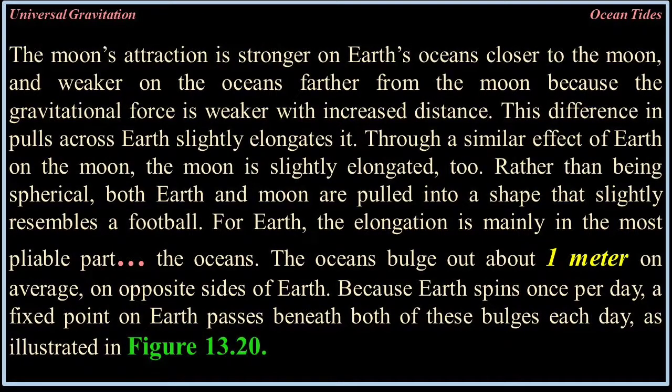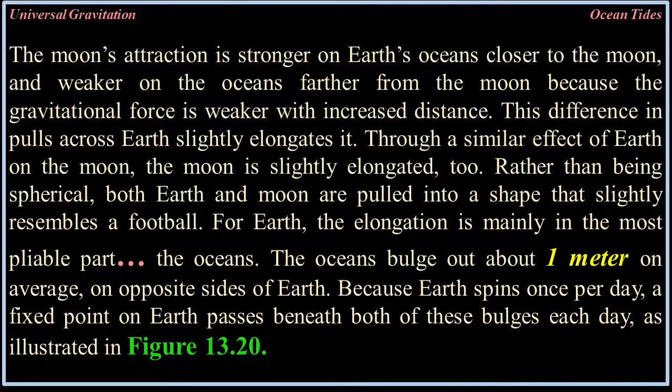This difference in pull across Earth slightly elongates it. Through a similar effect, the Earth's pull on the moon slightly elongates it too. Rather than being spherical, both Earth and Moon are pulled into a shape that slightly resembles a football. For Earth, the elongation is mainly in the most pliable part, the oceans. The oceans bulge out about 1 meter on average on opposite sides of the Earth.